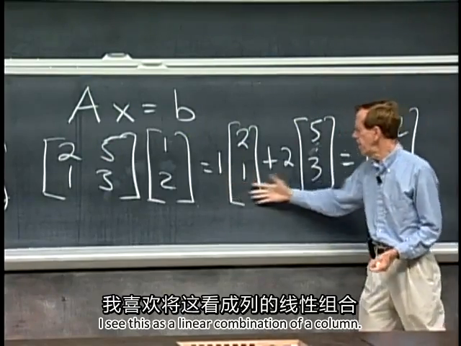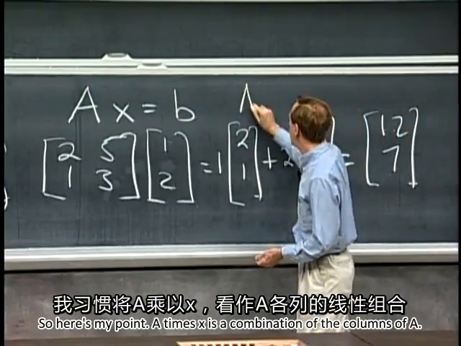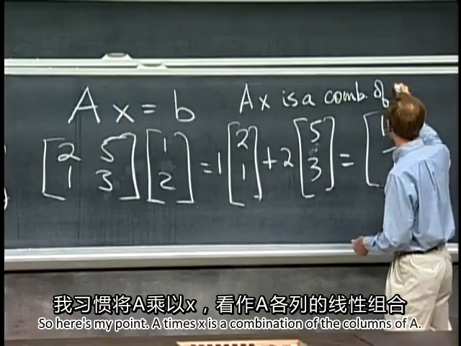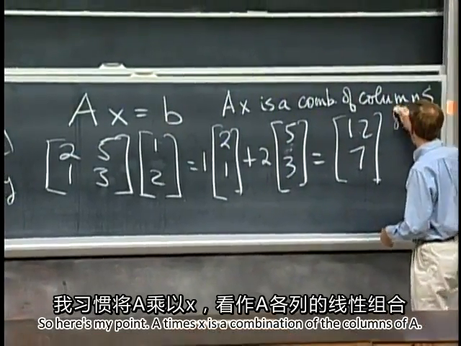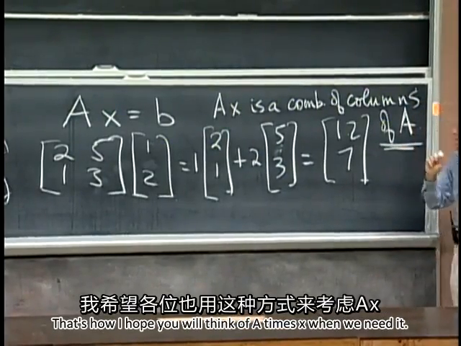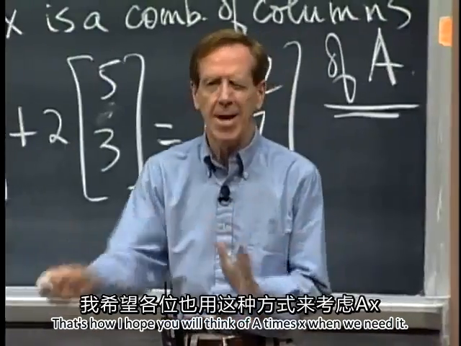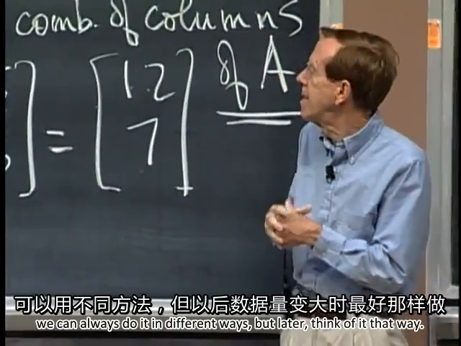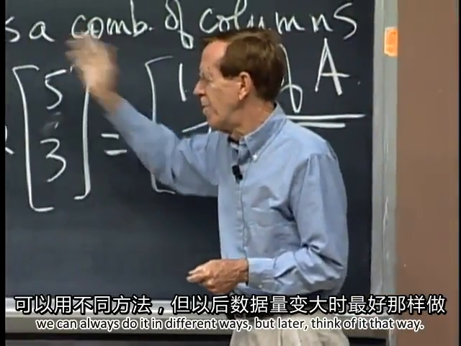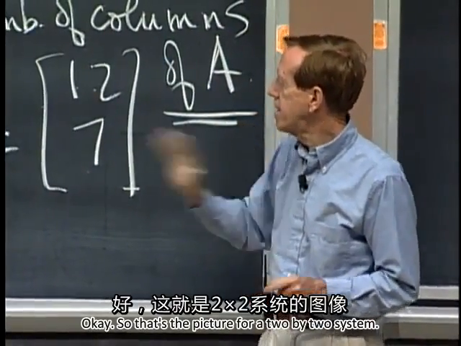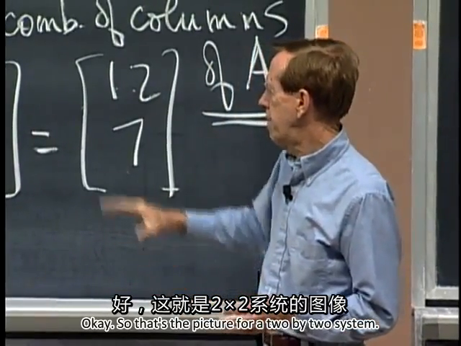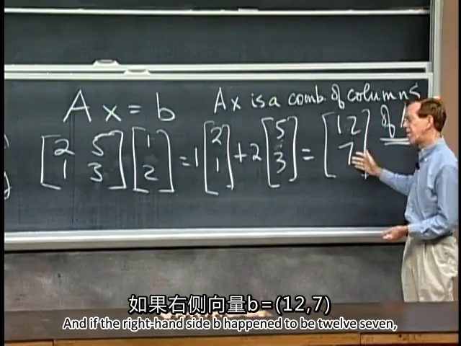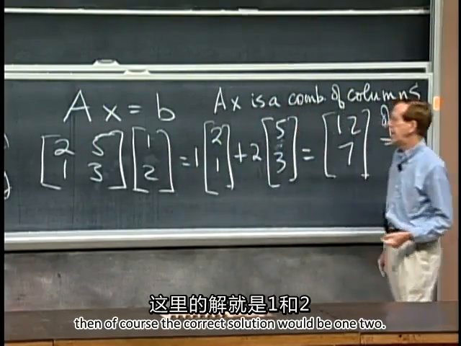I see this as a linear combination of the columns. So here's my point. A times x is a combination of the columns of A. That's how I hope you'll think of A times x when we need it. Right now, with small ones, we can always do it in different ways, but later think of it that way. Okay, so that's the picture for a 2x2 system. And if the right-hand side B happened to be 12, 7, then of course the correct solution would be 1, 2.